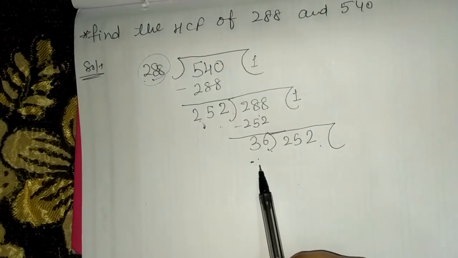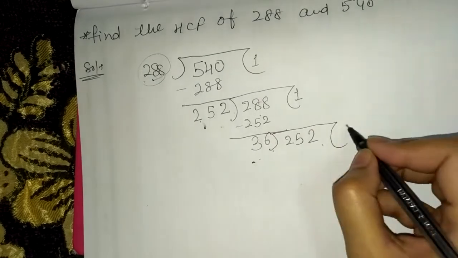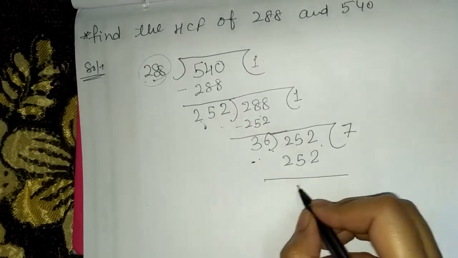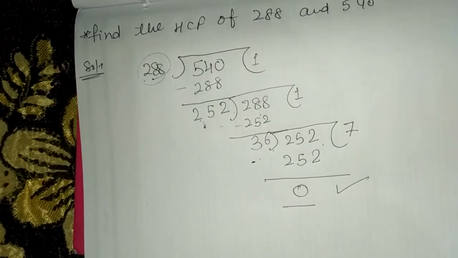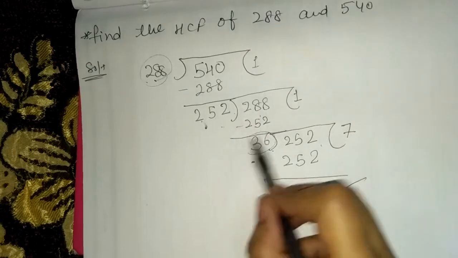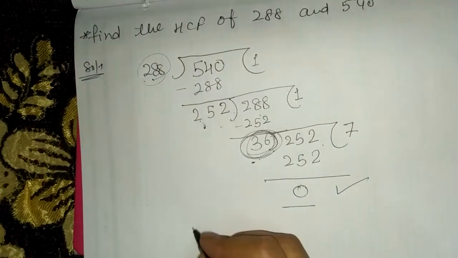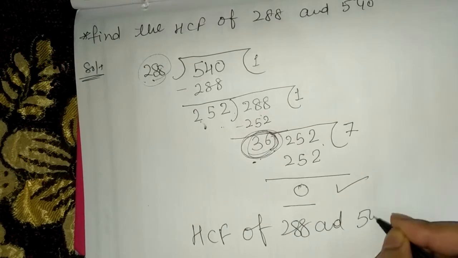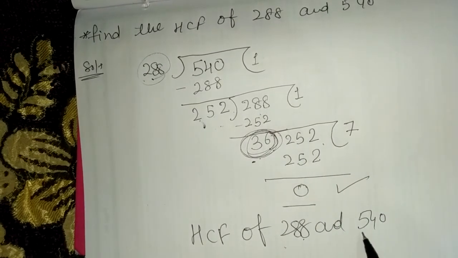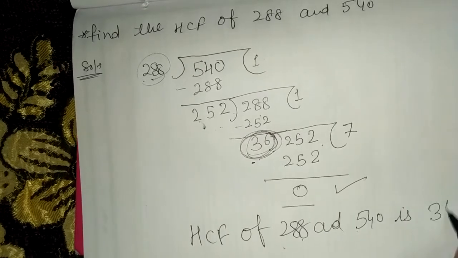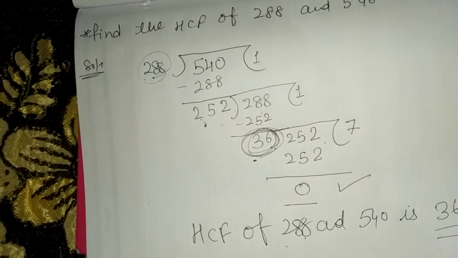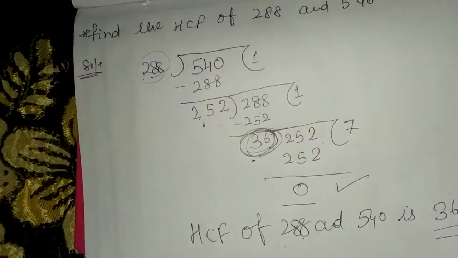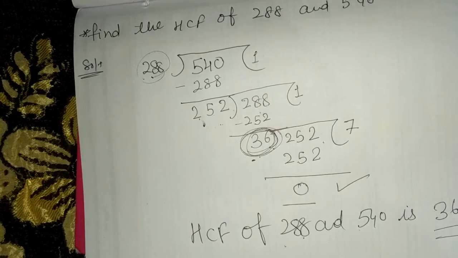We know that 36 sevens are 252. Simple division, kids. Yes, I got 0 as a remainder. Now I have to stop. And my last divisor, which means 36, will be my HCF. So the HCF of 288 and 540 is 36. Okay. Good. So students, do all the questions and send the homework pics to me.